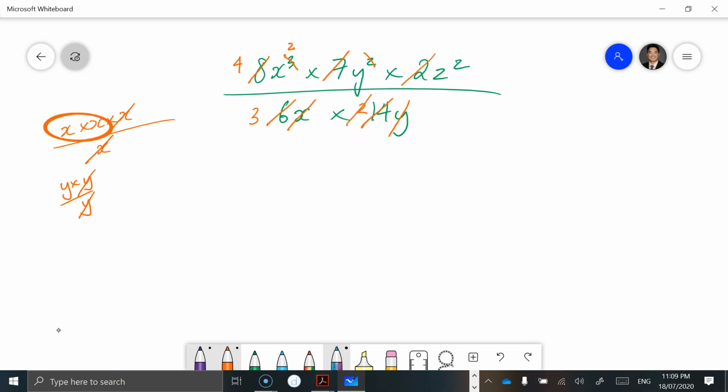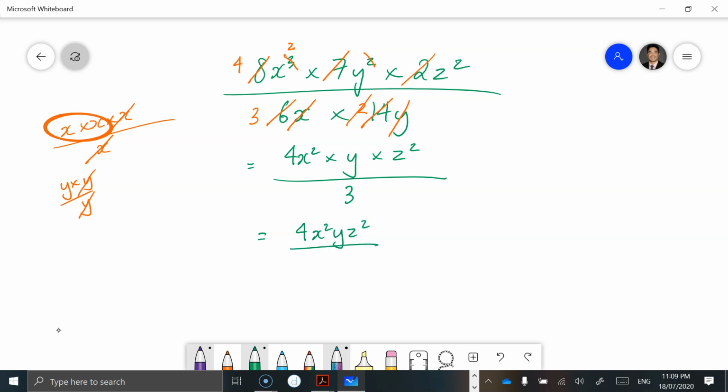So here we have it. I'm going to rewrite everything. We've got 4x squared, we've got y, and we've got z squared over 3. And to simplify that, we're going to put 4 on the front. And again, alphabetical order: 4x squared y z squared divided by 3. That is my answer for that question.